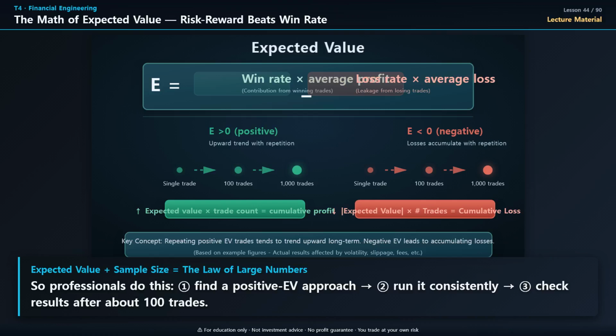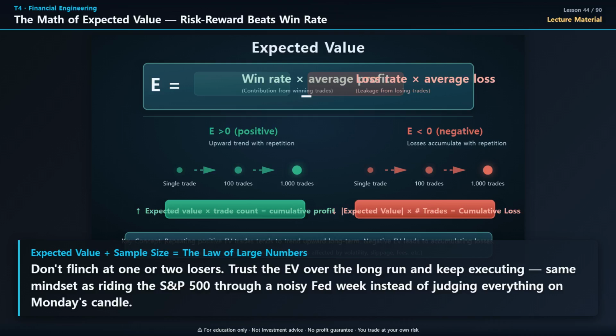So professionals do this. Find a positive EV approach and run it consistently. Check results after about 100 trades. Don't flinch at one or two losers. Trust the EV over the long run and keep executing. Same mindset as holding the S&P 500 through a noisy Fed week instead of judging everything on Monday's candle.